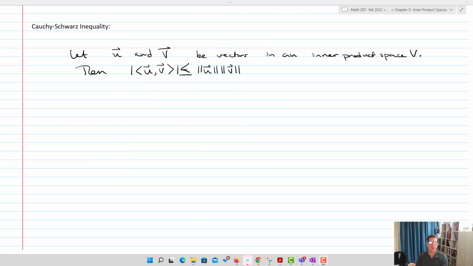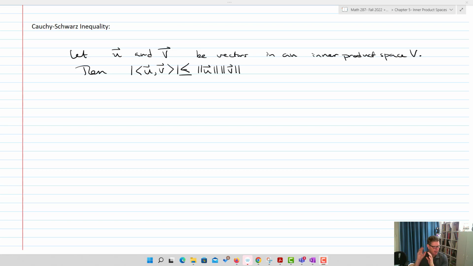A crucially important result that we get for inner product spaces is something called the Cauchy-Schwarz inequality. And this Cauchy-Schwarz inequality is going to play a big role for us when we start looking at projections. And so consequently, we're going to let U and V be vectors in an inner product space V. Then we get this result that the absolute value of the inner product of U and V is going to be less than or equal to the norm of U times the norm of V, right?